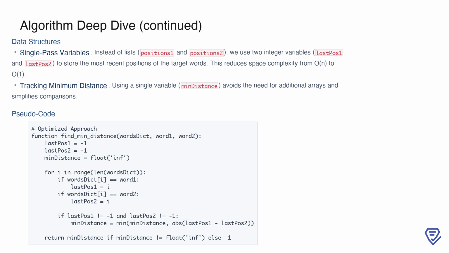The pseudocode for this approach begins by initializing lastPos1, lastPos2, and min_distance. We then iterate through the list, updating lastPos1 or lastPos2 whenever we encounter word 1 or word 2, respectively. Each time both indices are valid, we calculate their absolute difference and update min_distance if the new difference is smaller. At the end of the loop, we return min_distance if it has been updated, or -1 if one of the words was not found. This streamlined structure makes the algorithm both efficient and easy to implement.